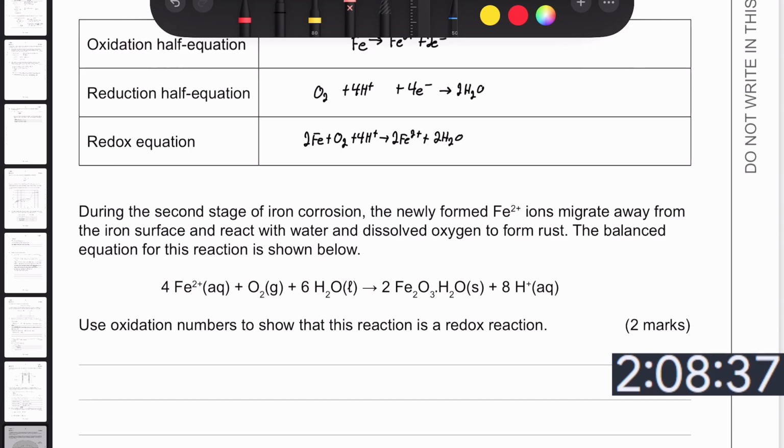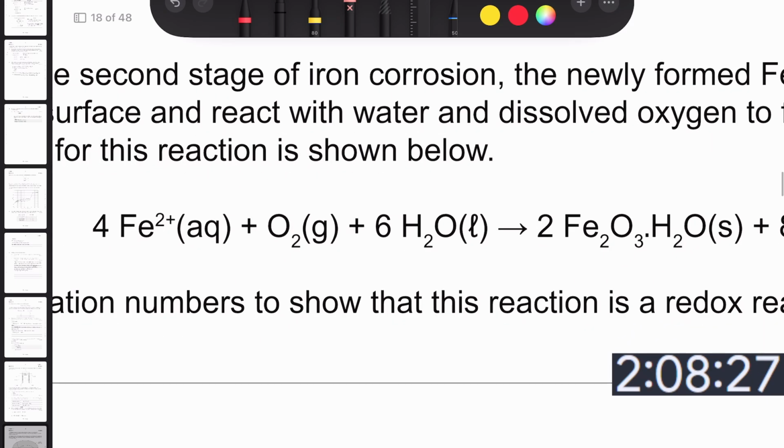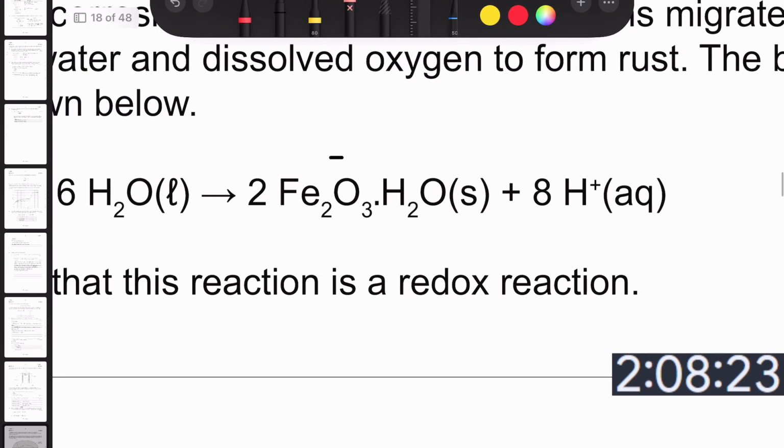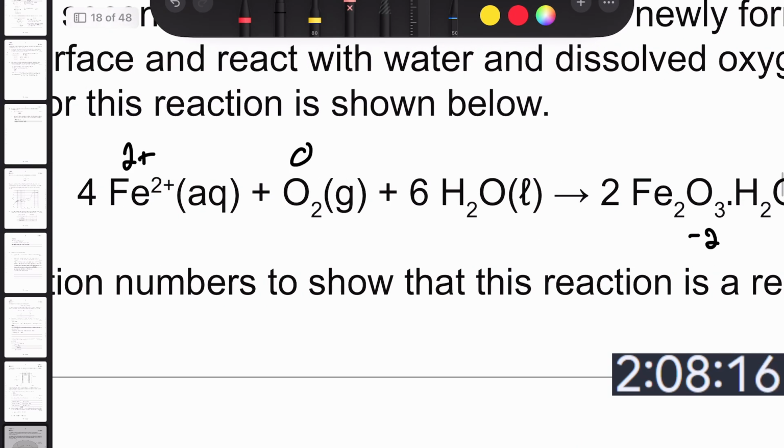During the second stage of this iron corrosion, the newly formed Fe2+ ions migrate away from the iron surface and react with water and dissolved oxygen to form rust. As the equation is shown below, use oxidation numbers to show that the reaction is a redox reaction. So here the oxygen gas goes from 0 to -2, and the Fe2+ goes from +2.